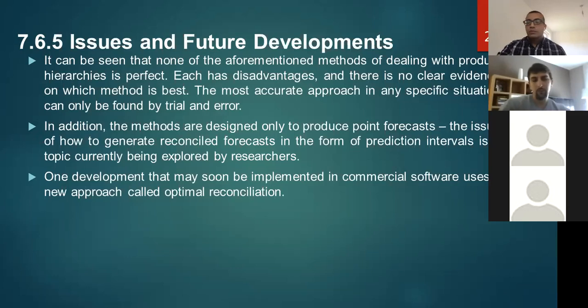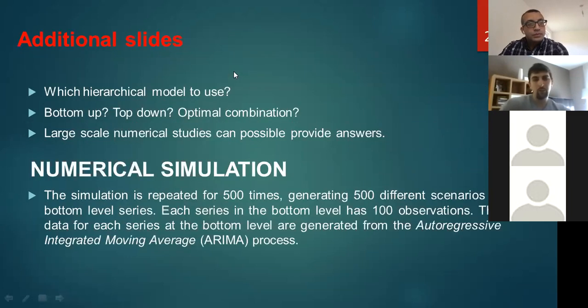This is basically what the author of this book has done, but I added some additional slides regarding this topic of hierarchical forecasting, because I think it can answer some questions for practitioners, especially this one: what models to use in what situation. And here I add some numerical simulation that was part of one of the researches.